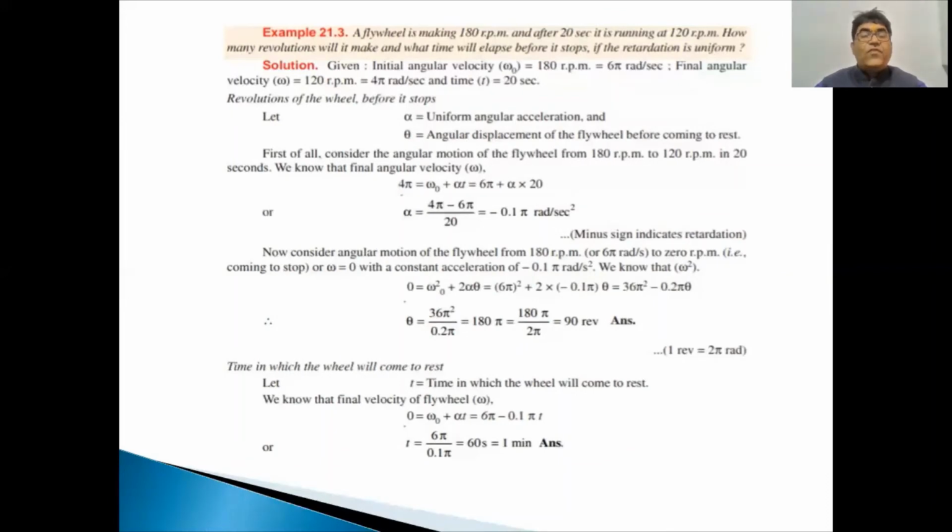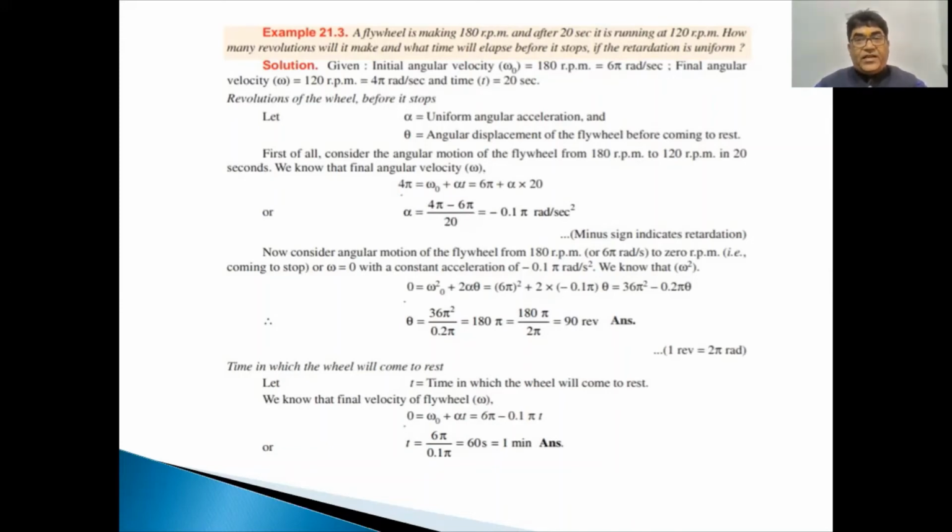Applying the formula of omega is equal to omega 0 plus alpha t, we will get 4 pi is equal to 6 pi plus alpha into 20. Alpha comes out to be minus 0.1 pi radians per second square. The minus sign denotes that the speed is reducing.